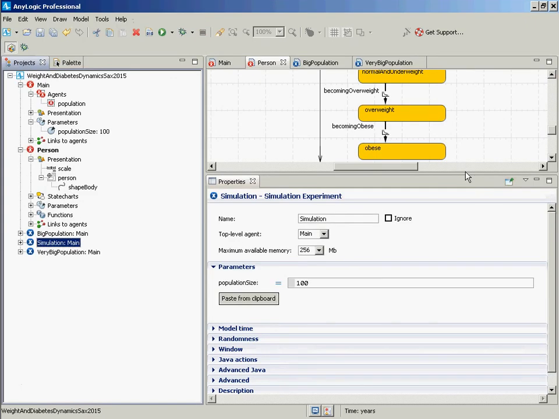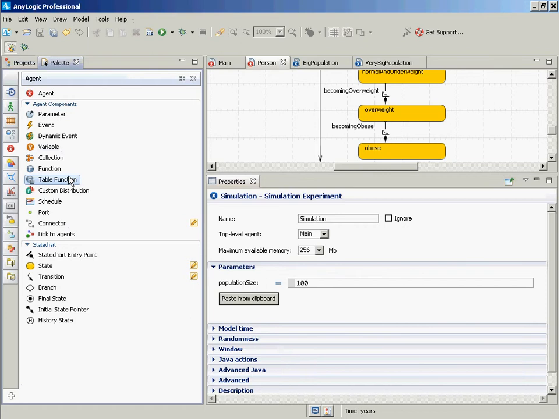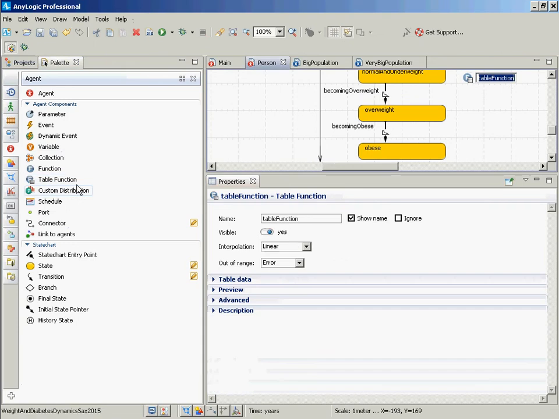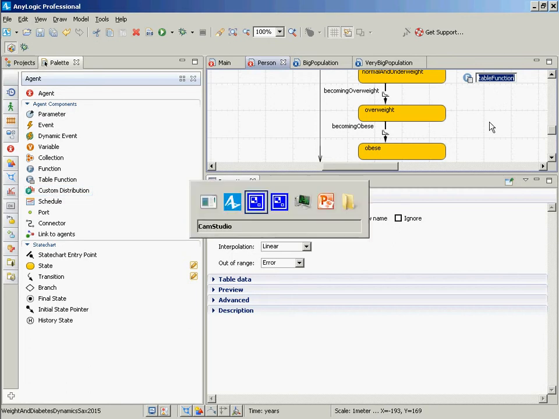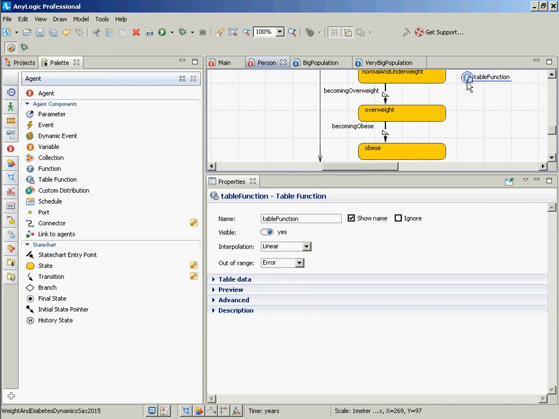Should we make these rates dependent on their age, then? What do you think? Should we make their chance of developing overweight depend on their age? Okay, so let's do that. In order to do that, let's go to the palette, and let's drag in a table function. That's what they call a table function. You'll notice that AnyLogic has these very handy things, table functions, custom distributions, schedules, which can be used to establish nice mappings and draw from custom distributions.